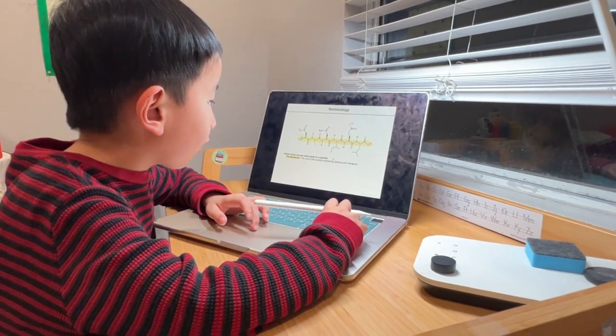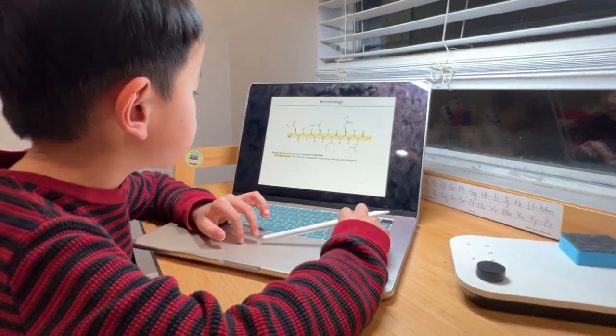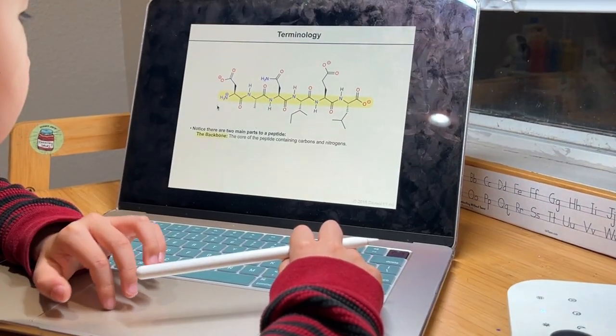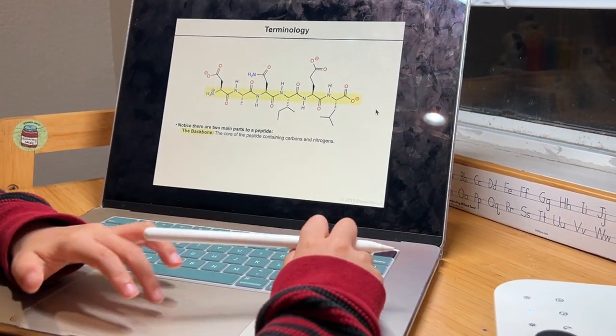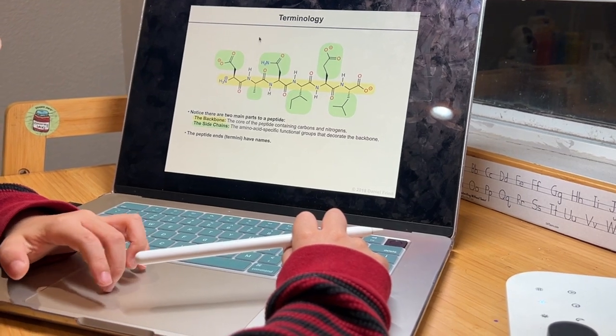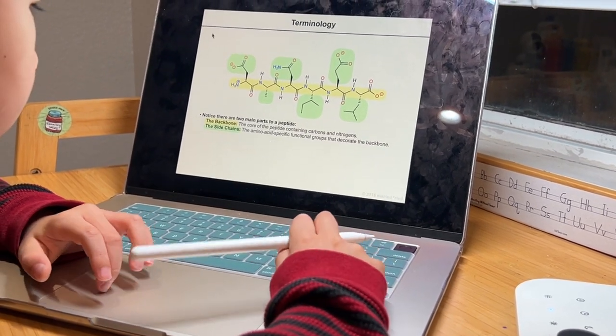The backbones are made up of repeating carbons and nitrogens. You'll notice there are two main parts of a peptide: the backbone, which you can see, and then the side chains. These are the side chains.